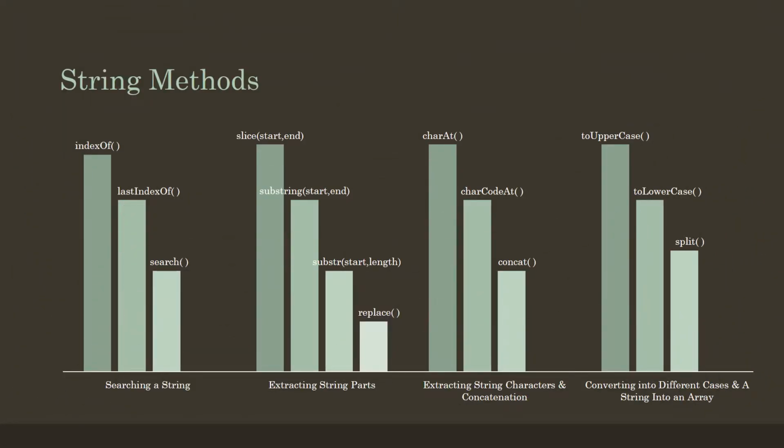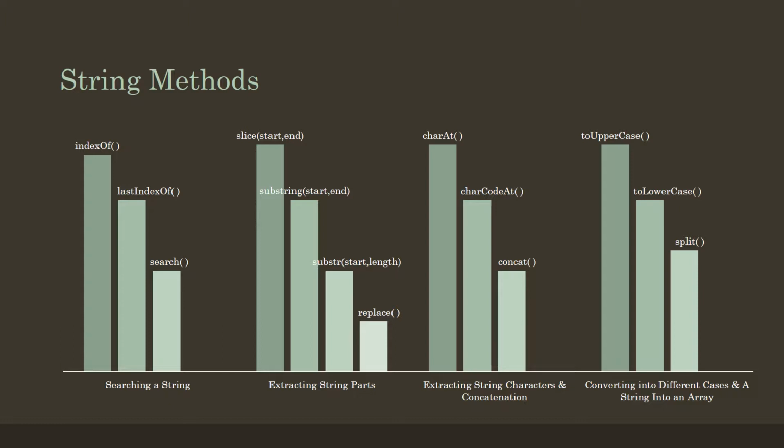So now we come to string methods. I have 4 categories in which I have divided these methods. First one is searching a string inside a string. It comprises of 3 methods: indexOf, lastIndexOf, and search. The second category, extracting string parts, comprises of 4 methods that are popularly known: slice, substring, substr, and replace. All these 7 methods with examples will be discussed in the following slides.